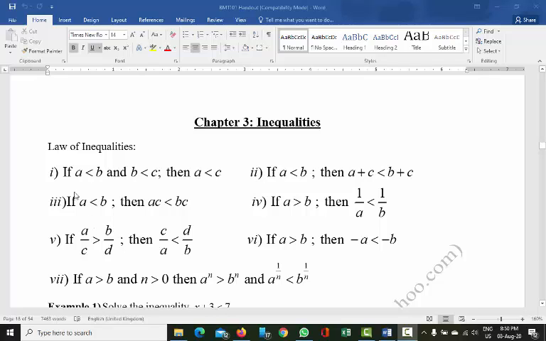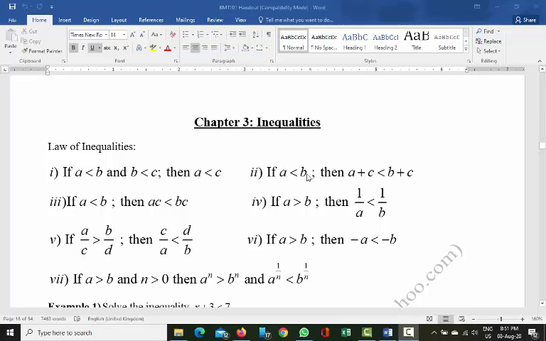You can see the first rule: if A is smaller than B, and B is smaller than C, then A should also be smaller than C, because here A is smaller than B, and B is smaller than C, so that means C is the largest. So C is the largest and A is the smallest, so A should also be smaller than C.